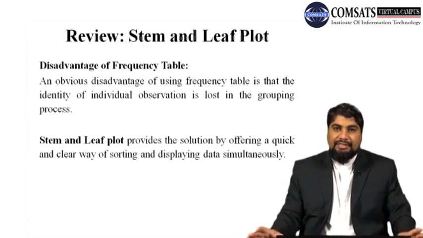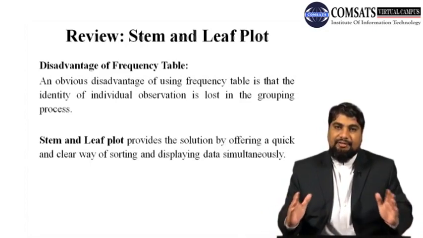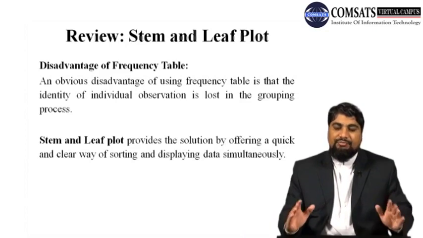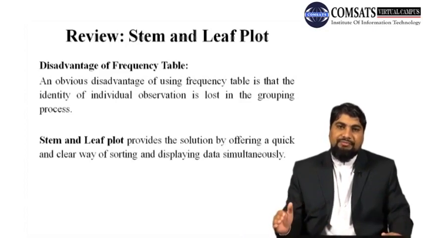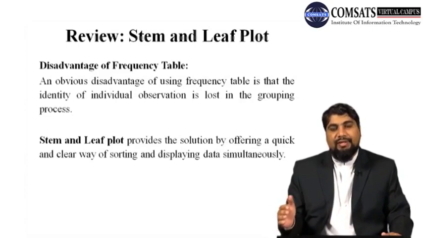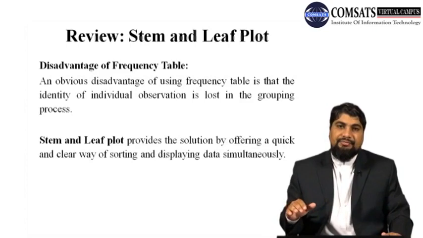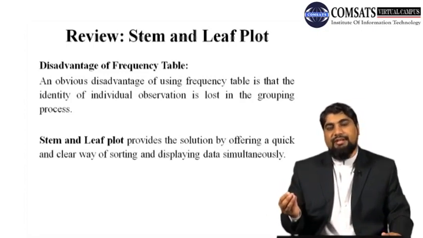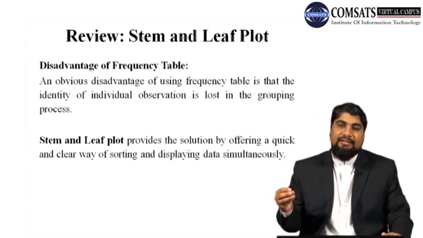Suppose we have made groups of data of a class. Suppose 11 to 15, then 16 to 20, then 21 to 25, and in the first group 11 to 15 we have 5 students, and in 16 to 20 we have 3 students. So we don't know what the actual observations are, that is, what particular values these 5 students in 11 to 15 have. Is it 12, 13, 14, 15, 11? Which values are they?